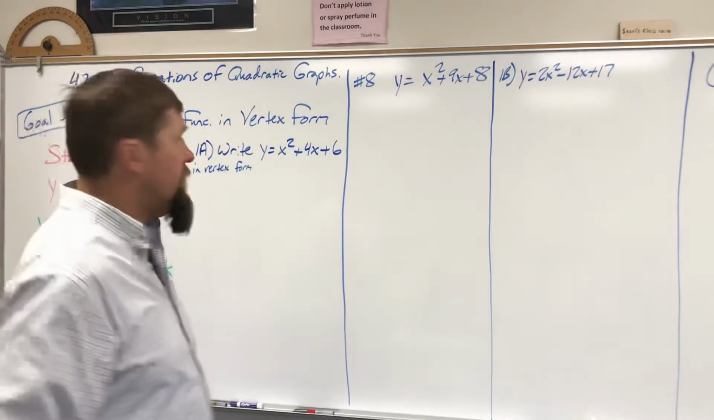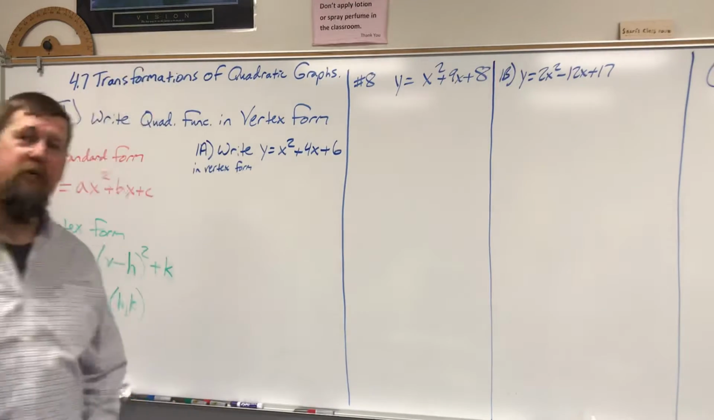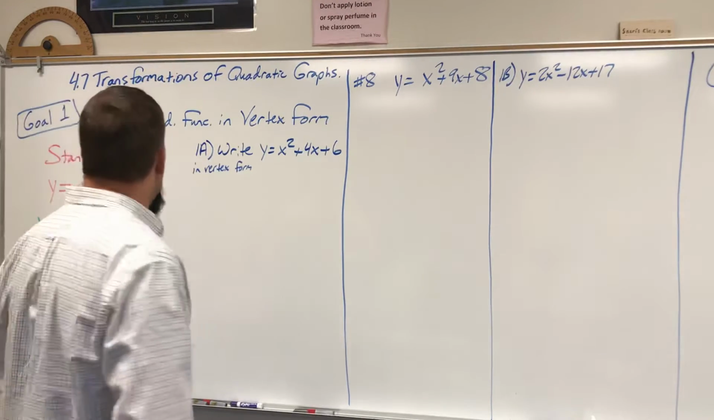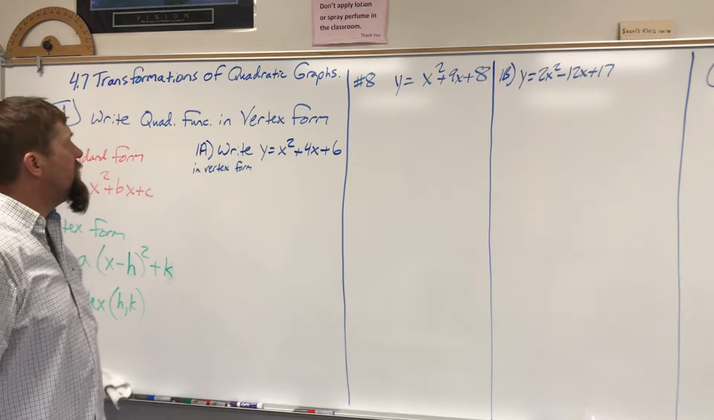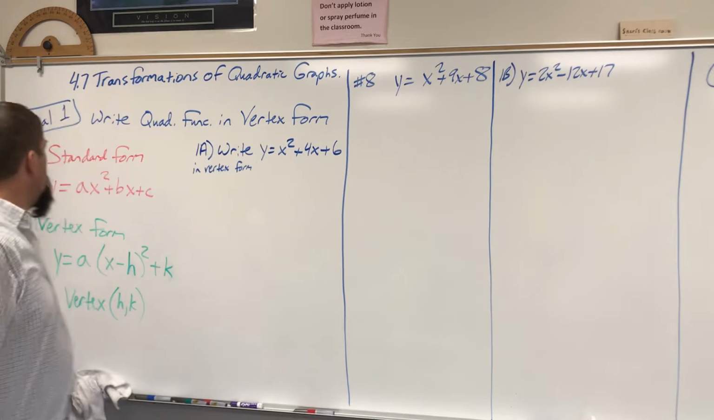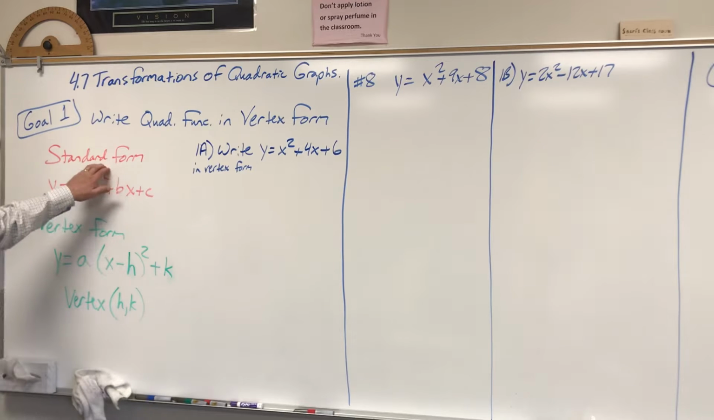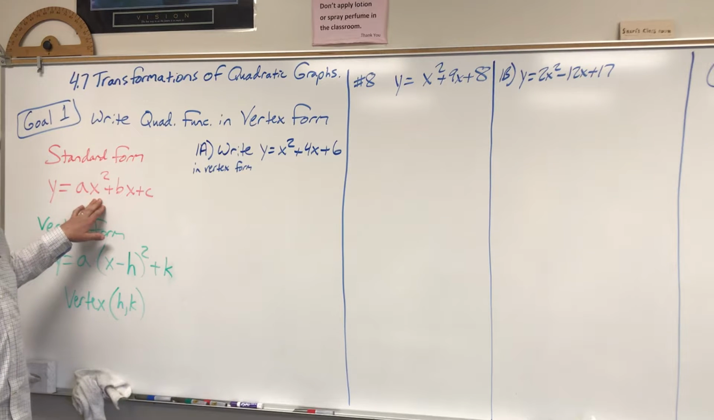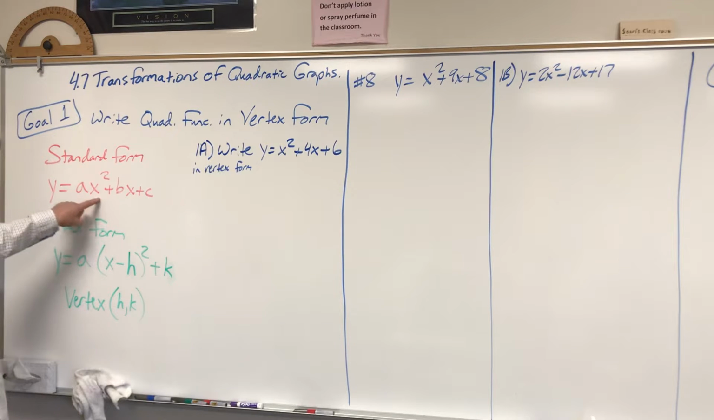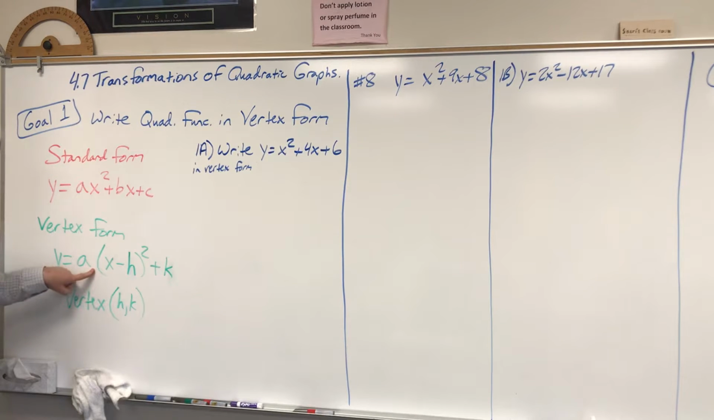Lesson 4.7, Transformations of Quadratic Graphs. We are going to talk about how to transfer the standard form of an equation, ax squared plus bx plus c, into y equals a times x minus h squared plus k.